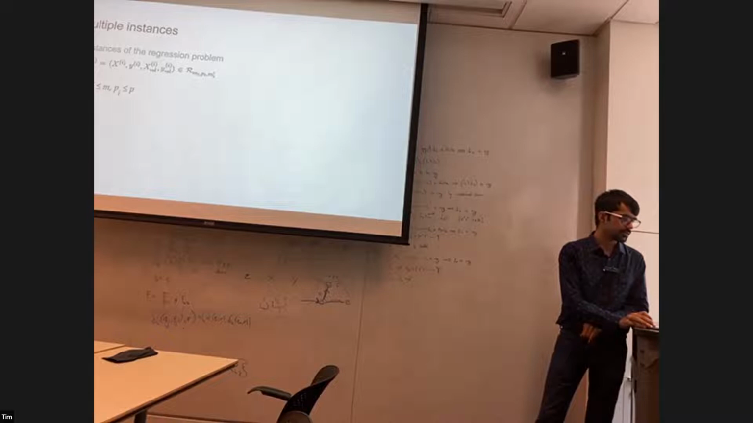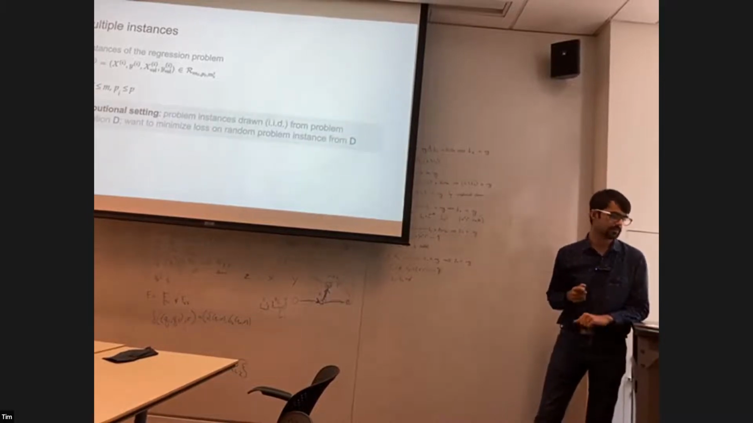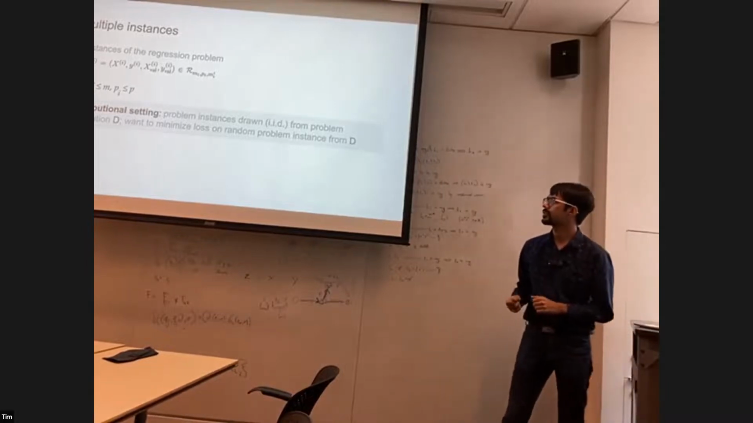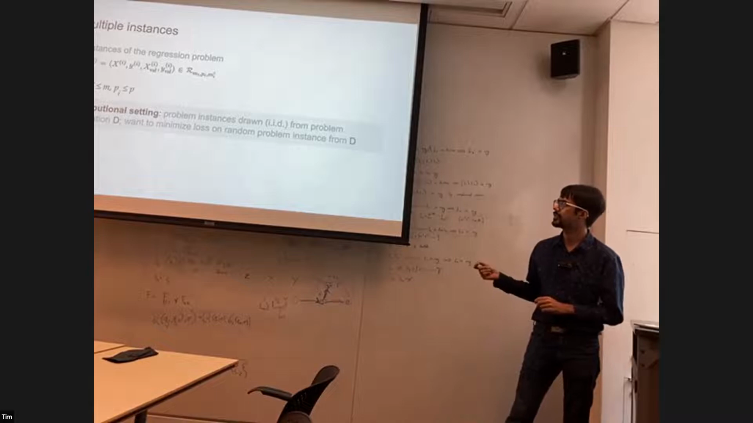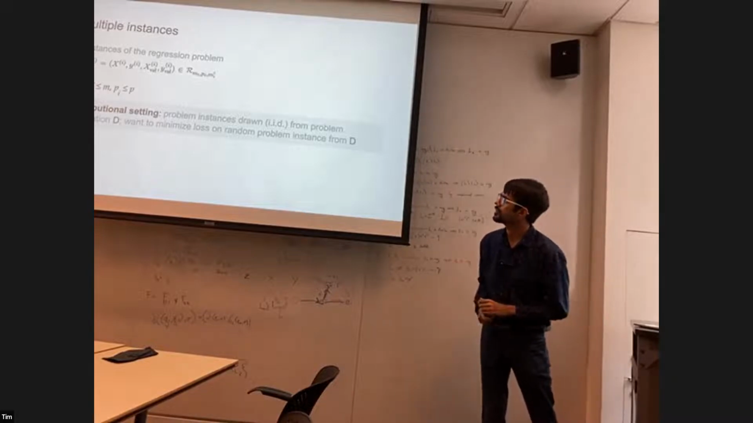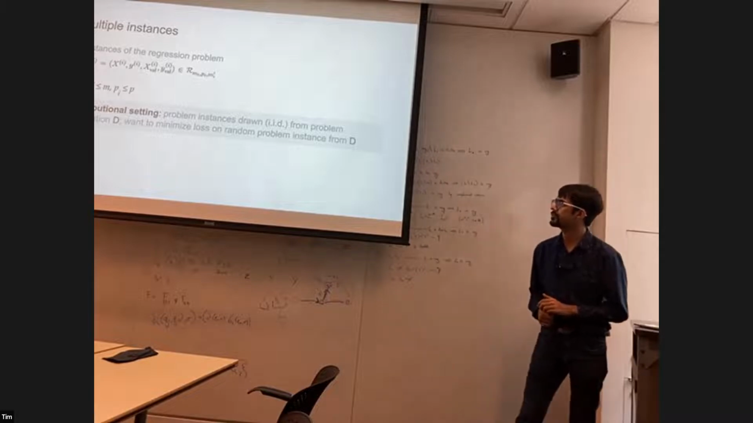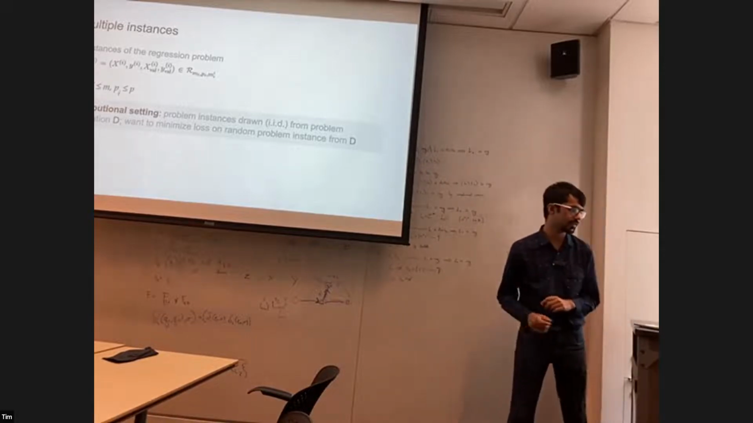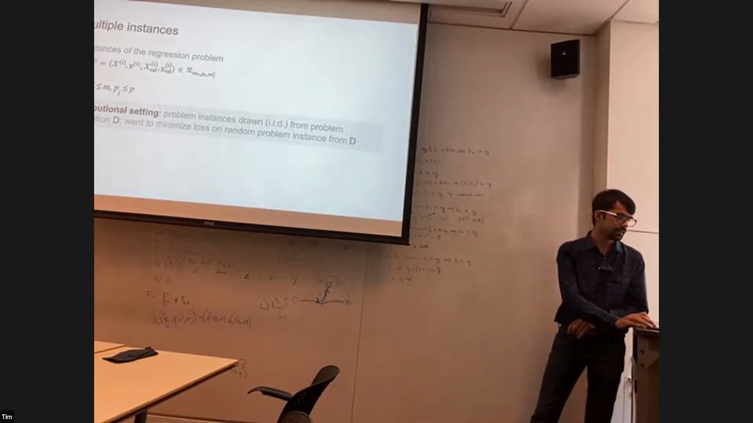Right. So with this formulation, we consider two distinct settings. One is the so-called distributional setting or statistical learning setting, where problem instances are coming from some problem distribution D. So each pi is sampled from some distribution, and we want to minimize the loss on some random problem instance coming from D. So that's a standard learning setting.